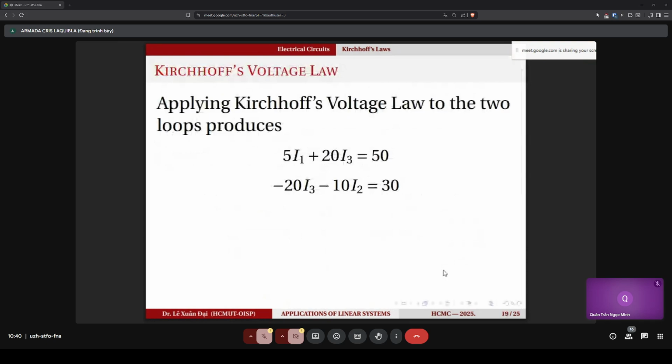Let's see if we are correct. So it's here. I have 5 times I1 plus 20 times I3 is equal to 50. So applying Kirchhoff's voltage law to the loop produces this one.